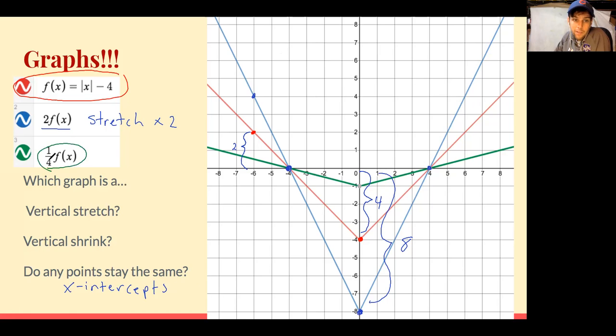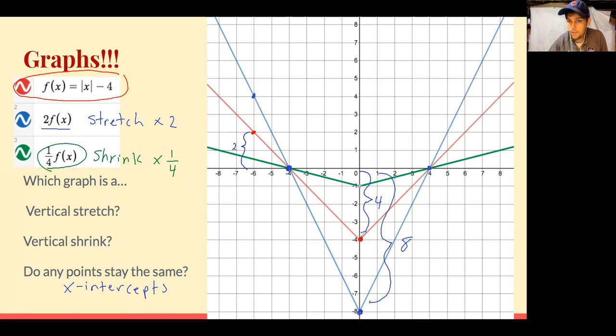Now we're multiplying our function by a 1/4. So this is a shrink because that number is between 0 and 1. We're going to be shrinking by 1/4. So now instead of increasing the distance from the x-axis, we're going to be decreasing the distance from the x-axis. All of our points are now going to be 1/4 of the original distance from the x-axis.